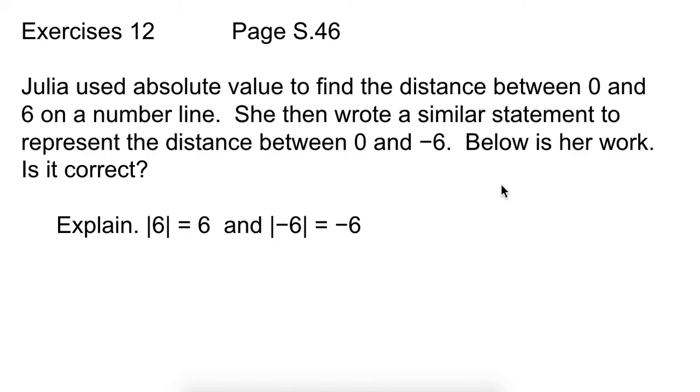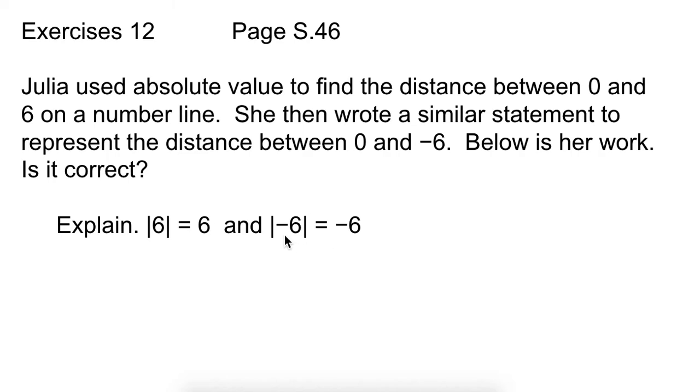Julia used the absolute value to find the distance between 0 and 6 on the number line. She then wrote a similar statement to represent the distance of 0 and negative 6. Below is her work. Is it correct? What do you guys think? Yes, it's correct? Okay. So the absolute value of 6 is 6. Do you guys believe that? Yes. And the absolute value of negative 6 is negative 6. Yes, yes. We just talked about this.